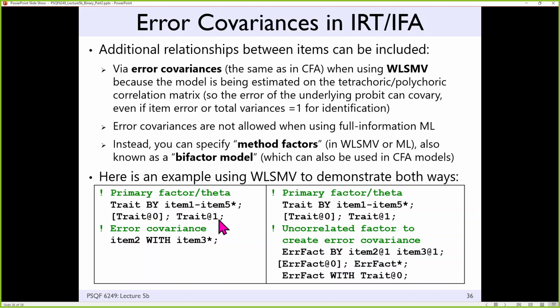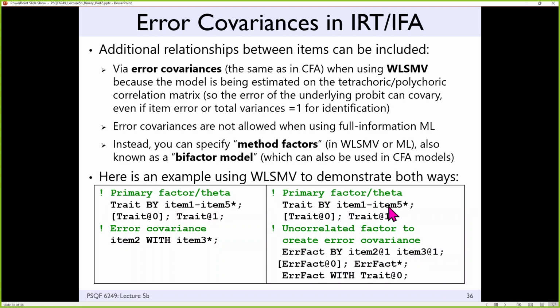My trait has a variance of 1. Okay, good. Let's say that I look through my misfit in WLSMV and I decide that items 2 and 3 need to be extra related, so I add in an error covariance. Fine. Here is how I would do that same thing if I were in full information.